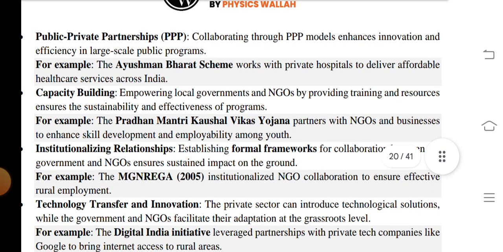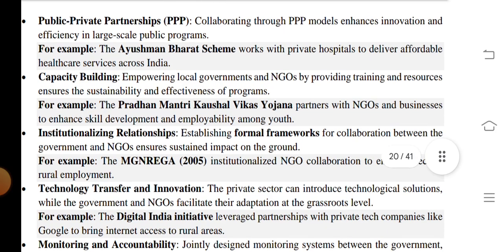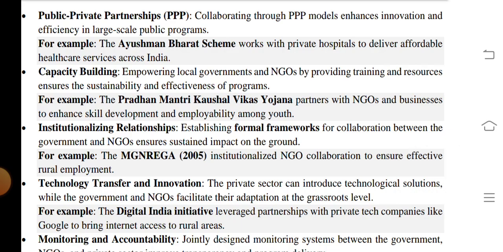Public-private partnerships, PPP: collaborating through PPP models enhances innovation and efficiency in large-scale public programs. For example, the Ayushman Bharat scheme works with private hospitals to deliver affordable healthcare services across India. Capacity building: empowering locals, governments and NGOs by providing training and resources ensures the sustainability and effectiveness of programs. For example, the Pradhan Mantri Kaushal Vikas Yojana partners with NGOs and businesses to enhance skill development and employability amongst youth.